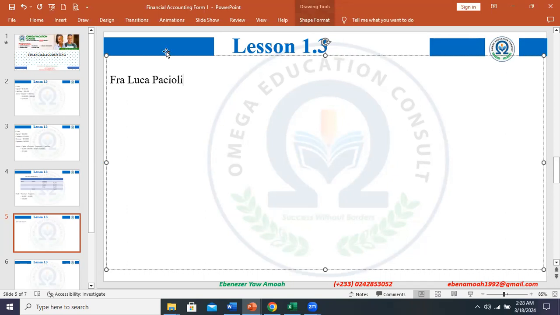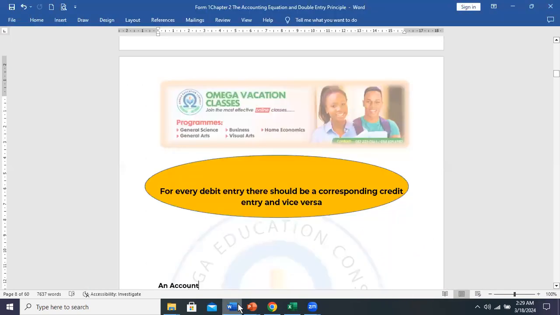The Fra is a title for monks, like the way we have doctors, professors. Fra is a title for an Italian monk. So his name is Luca Pacioli. He was a trading merchant and also a monk in Italy years ago. So he designed this double entry principle. As such, he is known to be the father of financial accounting, Luca Pacioli.